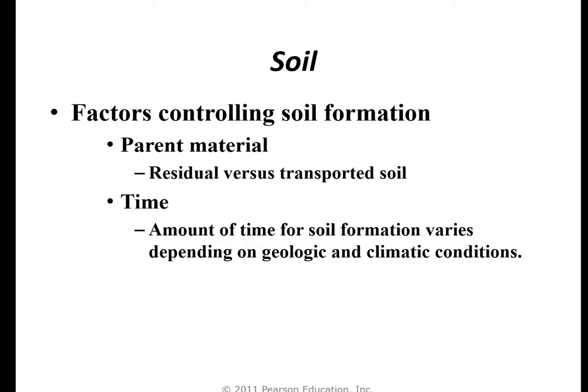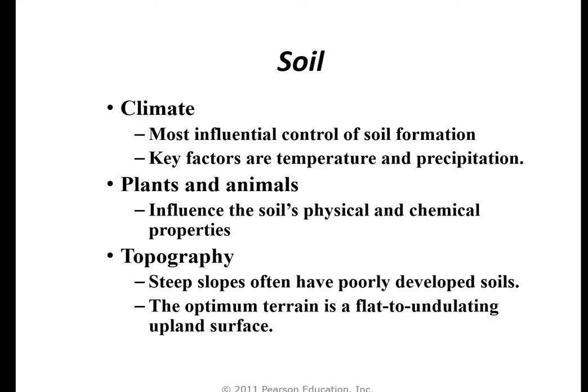Factors that control the soil formation include the parent material, the residual versus transported soil on the surface, and time. The amount of time for soil formation varies depending on geologic and climatic conditions. The climate is important because it's the most influential control of soil formation. Key factors of climate include temperature, precipitation, and moisture. The plants and animals nearby influence the soil's physical and chemical properties, along with the topography.